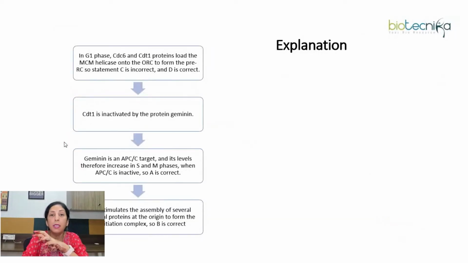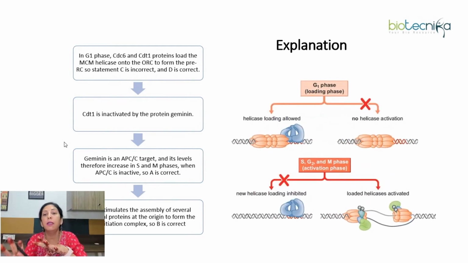So this part is again very important, right? The loading of helicases is done at the G1 phase, but their activation occurs during the S phase, so that the replication can happen at the S phase, right? So helicase loading at G1 and helicase activation at S phase.